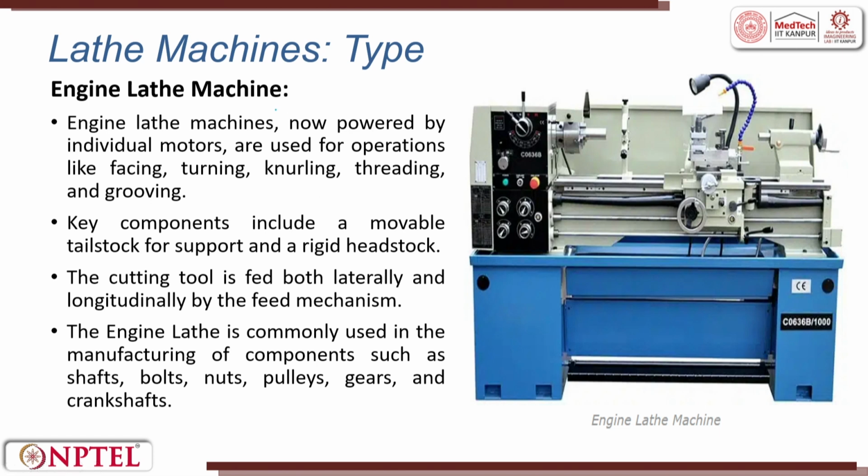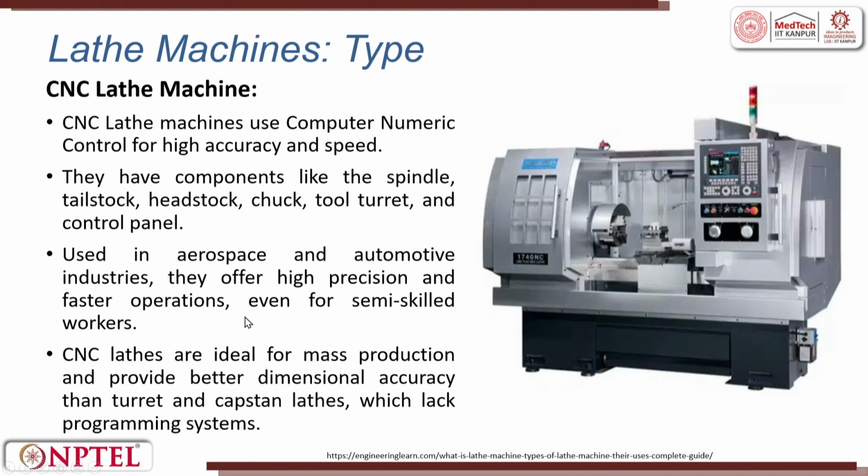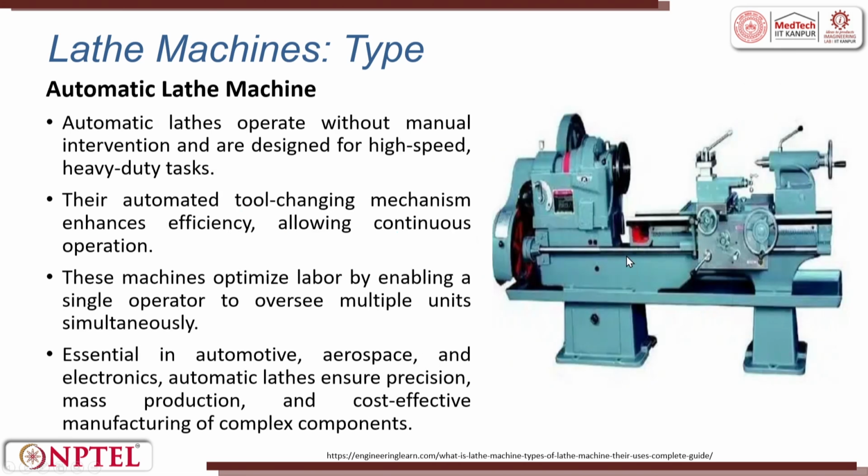So, the engine lathe is commonly used. The key components are the same. The cutting tool is fed both laterally and longitudinally by a feed mechanism. This is very important for the engine lathe, and they are used for making nuts, bolts, pulleys, gears, crankshafts, etc. This is the latest, the CNC machine. Here the control that was given manually is now completely automatic. So, it still has a spindle, headstock, tailstock, a tool turret and a control panel, but here a program is written for controlling the movement of the tool with respect to the workpiece.